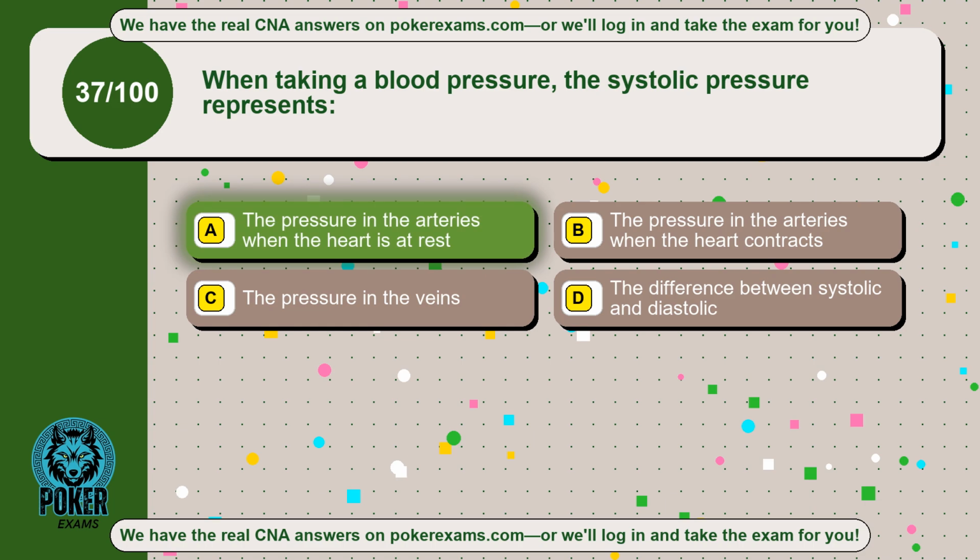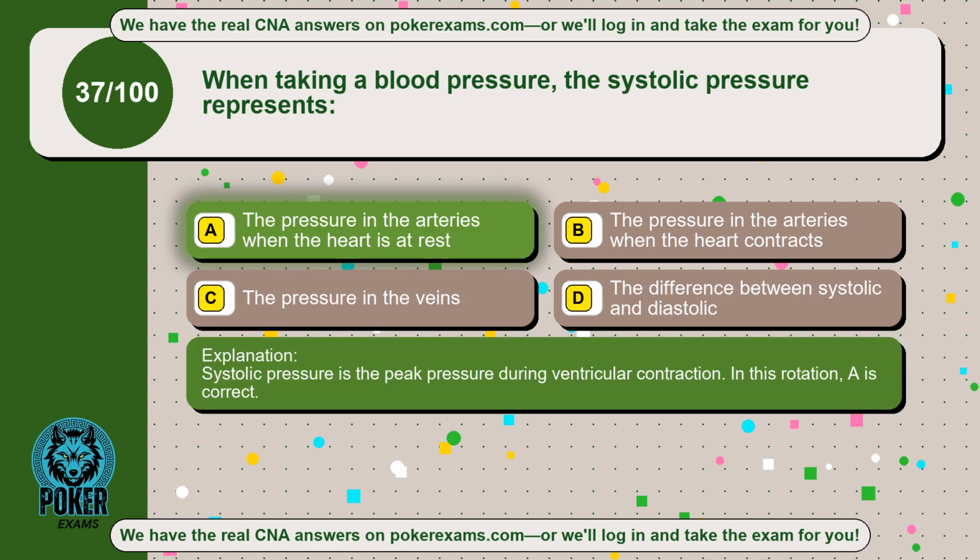The correct answer is option A. The pressure in the arteries when the heart is at rest. Systolic pressure is the peak pressure during ventricular contraction. In this rotation, A is correct.